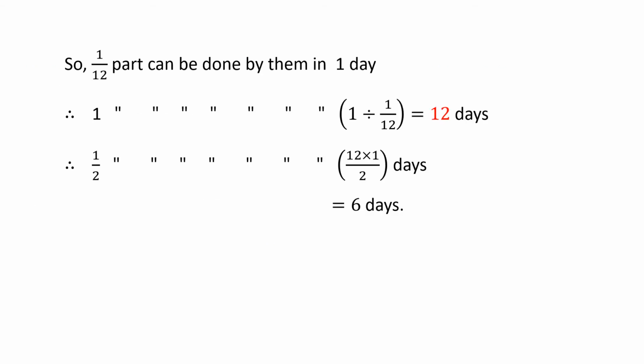Okay, so as you can see, 1 divided by 12 part can be done by them in 1 day, so the whole job can be done by them in 12 days, and the remaining job was 1 divided by 2, that means 50%. So 1 divided by 2 part can be done by them in 6 days. As you can see, it's so simple, and this is actually one of my favorite problems, and I can change that problem, so keep this in mind.